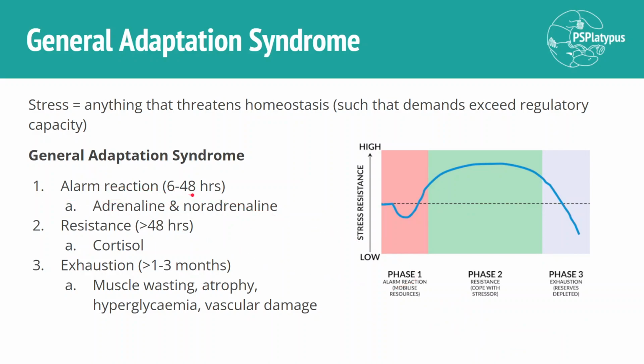Within 2 days, we see a spike of adrenaline with reduced stress resistance because it's the first time it's happening. And through the secretion of cortisol over more than 2 days later, we have an increased resistance to the stress for the body. But over 1 to 3 months later, we enter a phase called exhaustion, where this cortisol is just not enough. Our reserves are depleted and your body starts taking a hit.